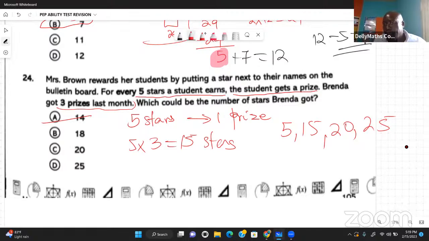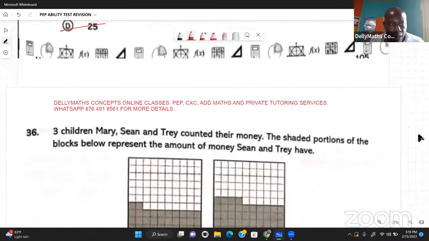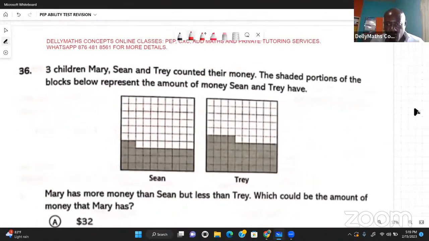If she had gotten 20 stars, she would have gotten 4 prizes. If she had gotten 25, she'd have gotten 5 prizes. So 25 and 20 are out. That means she's moving toward getting the 4th prize, so 18 stars is what she would have gotten in this context. All right, let's go to the next one. We're coming down.